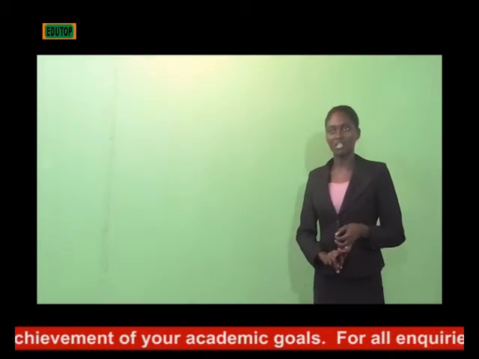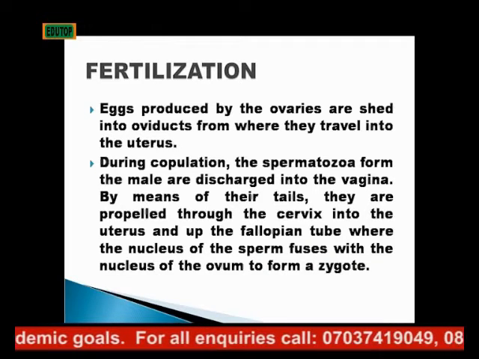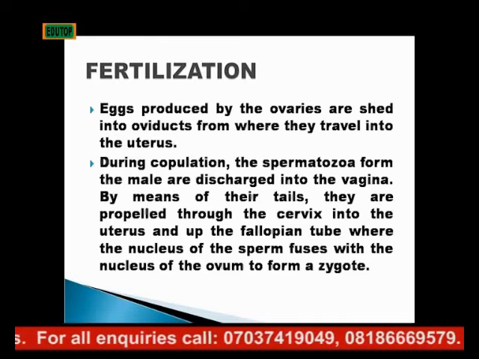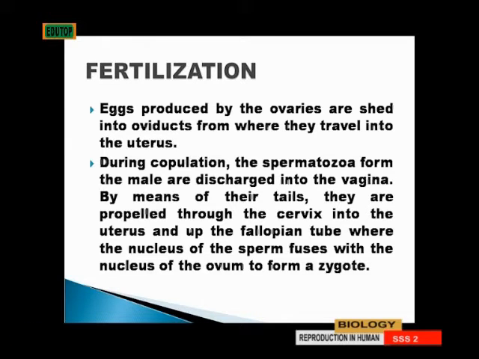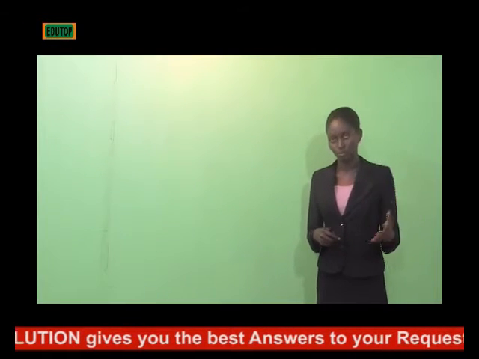Now, talking about fertilization, eggs produced by the ovary are shed into the oviduct from where they travel to the uterus. Then, during copulation, the spermatozoa from the male are discharged into the vagina. So, during sexual intercourse now, the spermatozoa, that's the sperm cell, are discharged from the male into the vagina of the female. Then, by means of their tail, I was talking about the tail of the sperm cell, that it is the one that propels the sperm cell. It propels it through the cervix into the uterus and up to the fallopian tube.